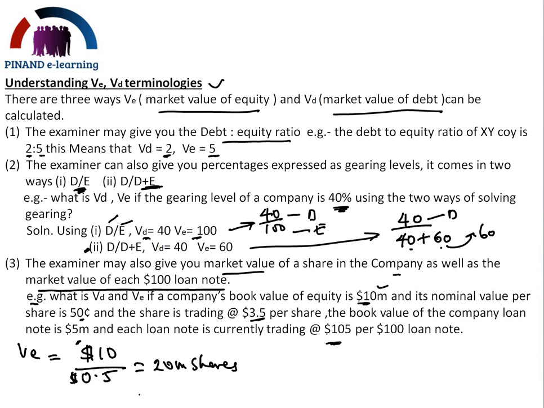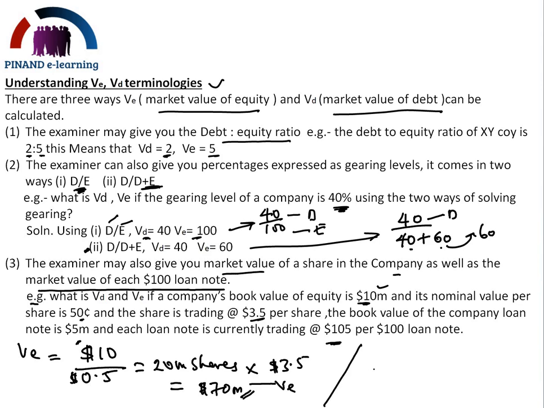Now, to get VE, all I need to do is multiply it by the current trading value of the share, which is $3.5, and this will give me $70 million. So this means that my VE is going to be $70 million.